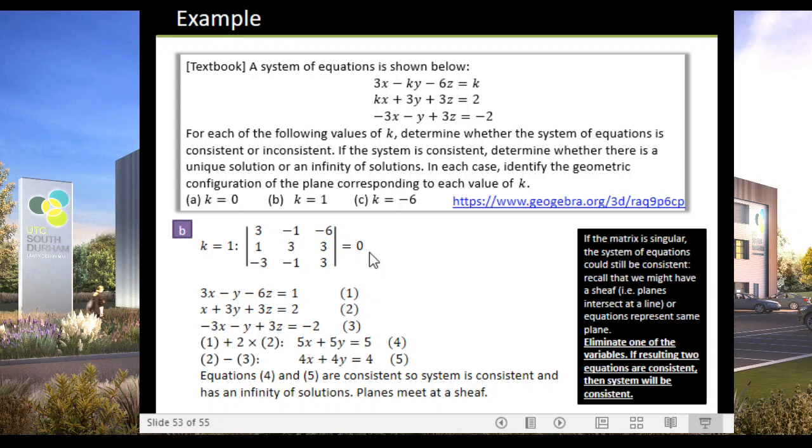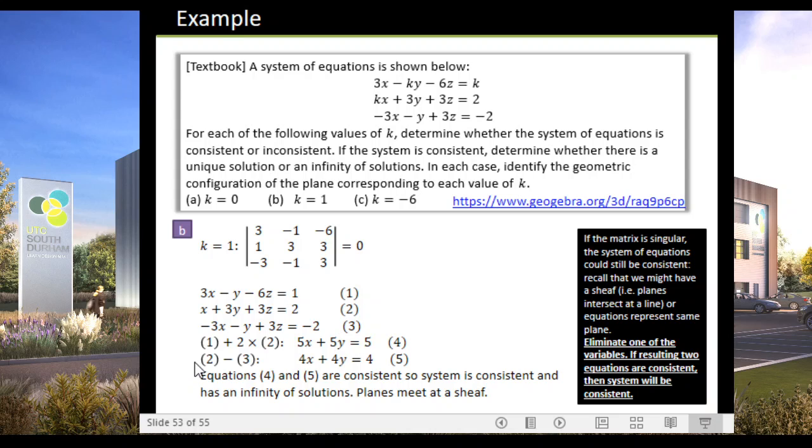We've then got to have a look at our three equations: 3, minus 1, minus 6; 1, 3, 3; minus 3, minus 1, 3. It doesn't look like any of these have got the same normal vector, so we've not got three coincident planes, and we've not got two or more parallel planes. Therefore, if we eliminate z from equations 1 and 2, we're doing that by equation 1 plus twice equation 2, which gives us 5x plus 5y equals 5.